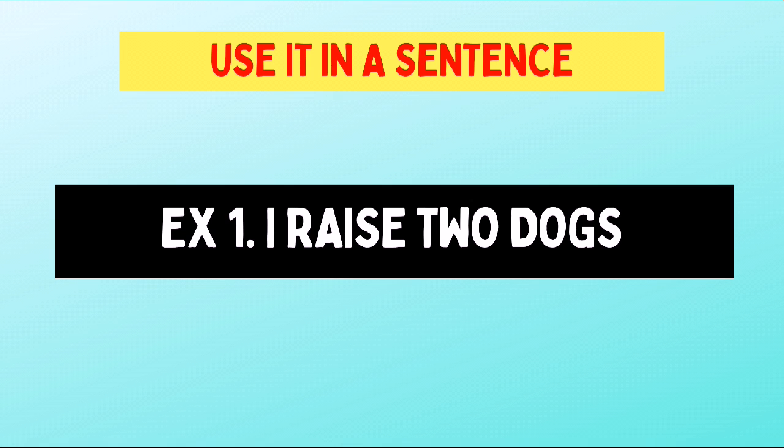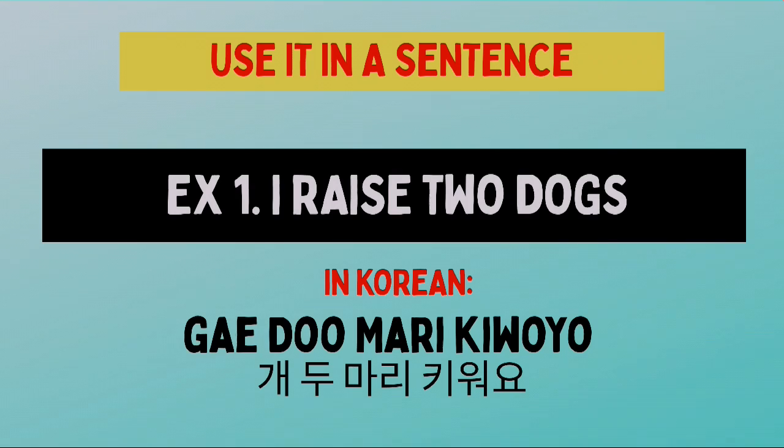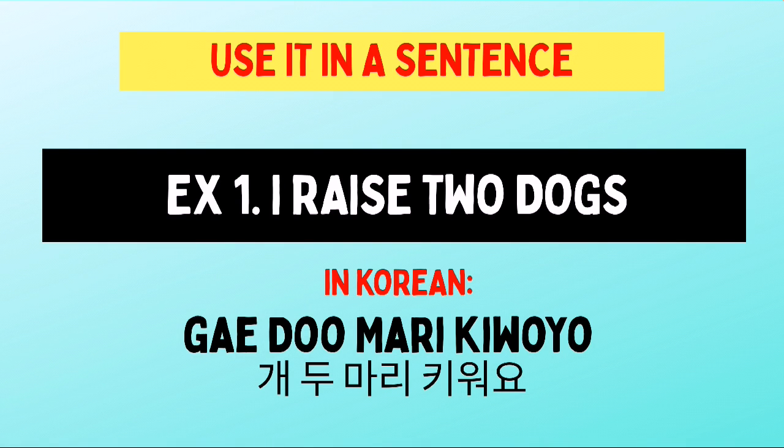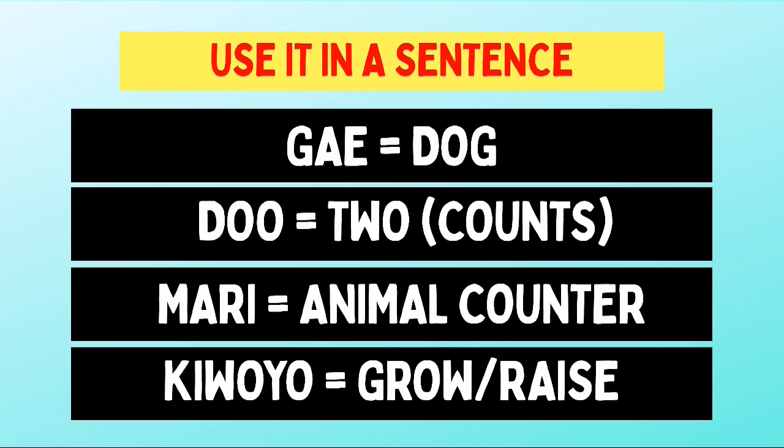Now that we know that the meaning of the word ge is dog, let's try to understand this example sentence. It says, I raised 2 dogs. The Korean translation of this English sentence is ge tumari kiwoyo. Again, ge tumari kiwoyo. Let's look into the details of each part of the sentence.